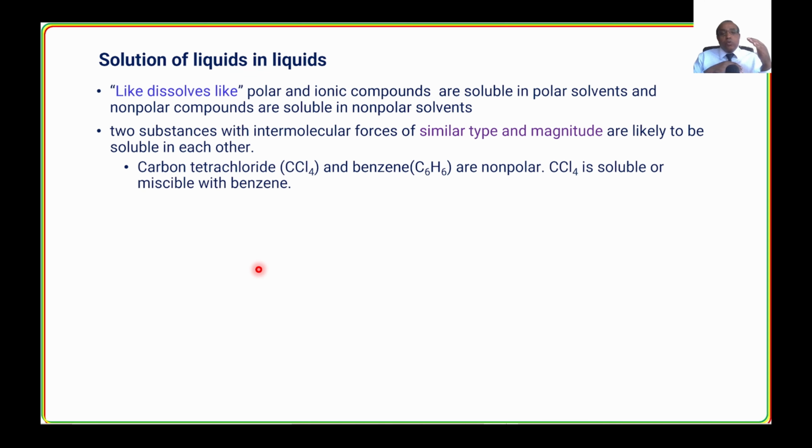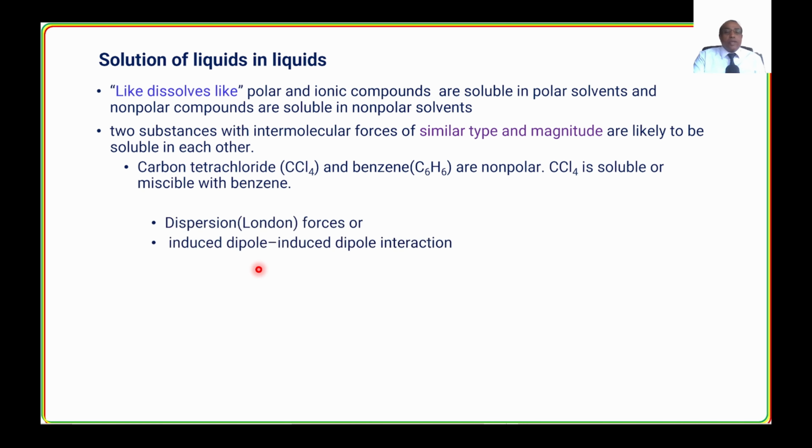So if you mix carbon tetrachloride with water, they should be immiscible. They do not mix with each other. Why? Carbon tetrachloride is non-polar, water is polar. Because of this, they will not mix. But benzene and carbon tetrachloride are soluble. The reason is they have similar intermolecular forces of attraction. Both of them are non-polar, so they have the same intermolecular force of attraction. So we would expect they should mix with each other.